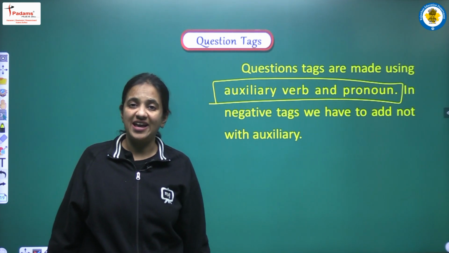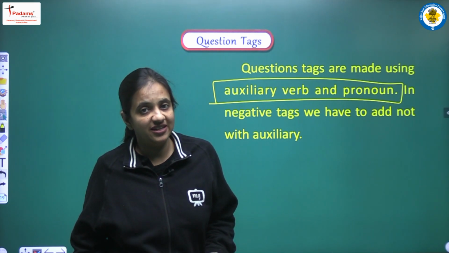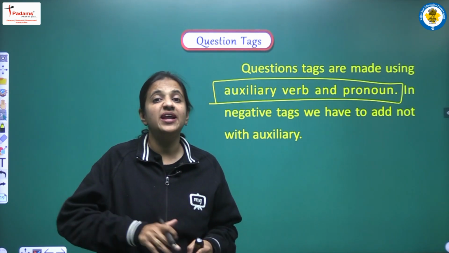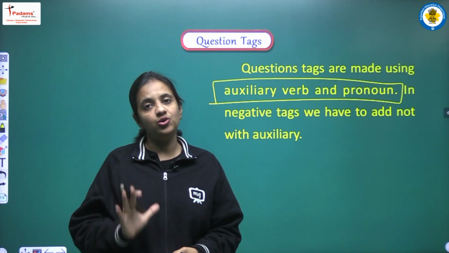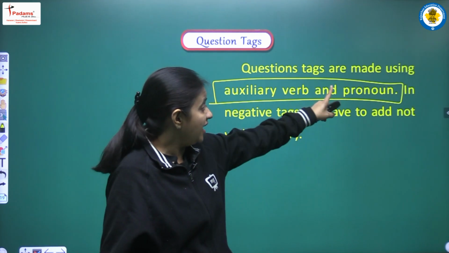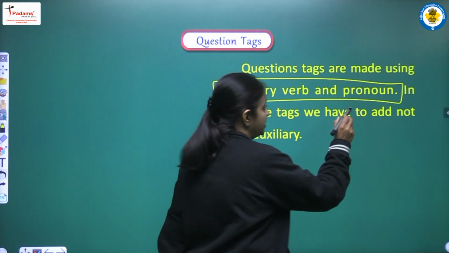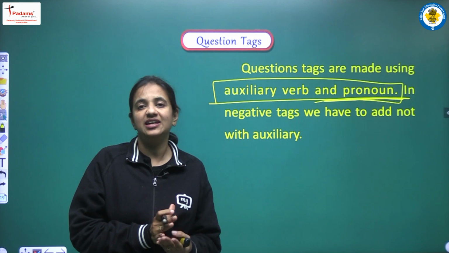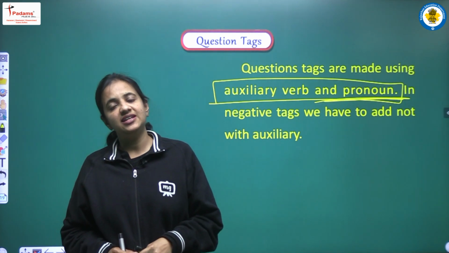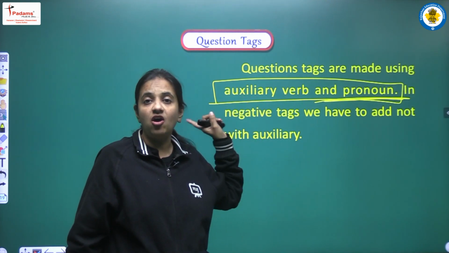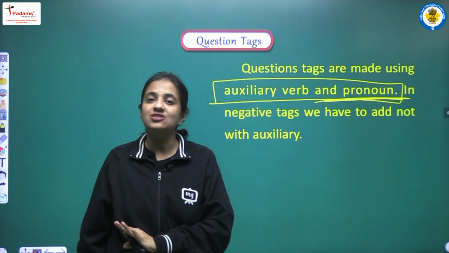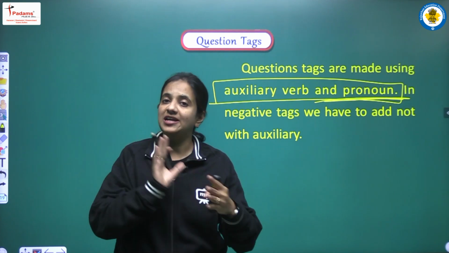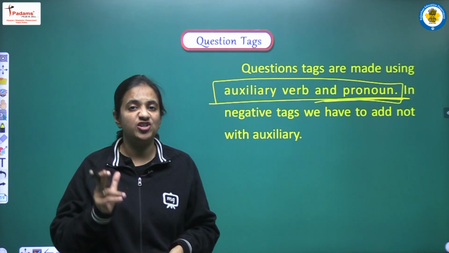Now a very obvious question arises here: we have so many auxiliaries, so which auxiliary verb do we have to use? The answer is the auxiliary verb that is there in the sentence, we have to pick that auxiliary verb only, and we need one pronoun also. So students, be very careful, we don't need any noun, only and only a pronoun will be there in the question tag. So a question tag basically needs two things. First is the auxiliary verb, the verb that is there in the sentence, we will use that verb only, and we will use one pronoun. So yes, auxiliary verb plus pronoun together make one question tag.